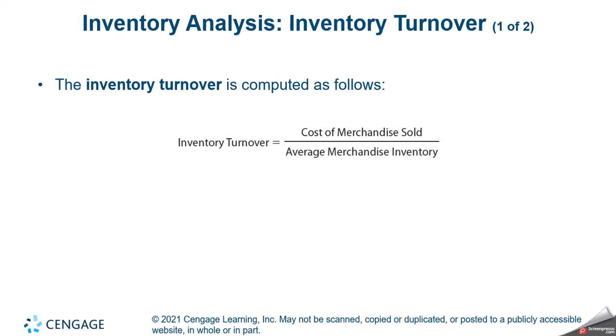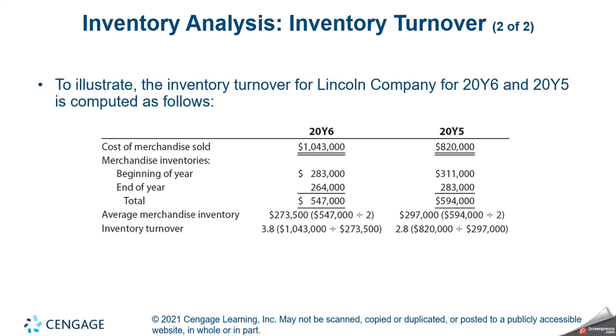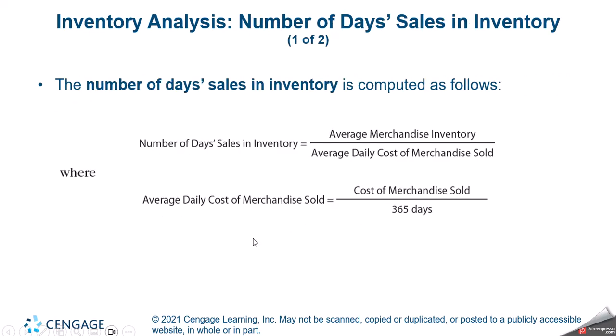We first calculate our inventory turnover, which is our cost of merchandise sold, or our cost of goods sold, divided by the average merchandise inventory. So again, beginning plus ending divided by 2. So here they show us that. Beginning plus ending divided by 2 gives us our average. Our cost of goods sold is 1,043,000. Divide that by our average inventory. We get how often we turn it over. The more times, the better.